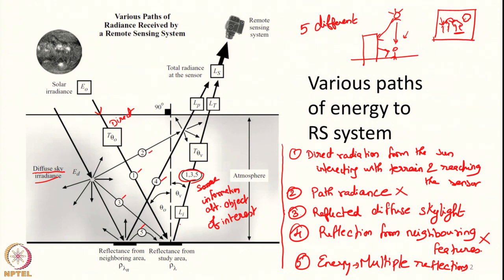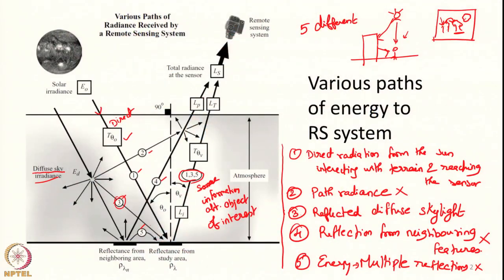Among these 5 paths, we will actually be able to calculate path 1, what is exactly coming in from the sun; we will be able to model it to some extent. Path 3, the reflected component of diffuse skylight, we will be able to model to some extent. And path 5, which is energy undergoing multiple reflections, is extremely difficult to model because we don't know how the terrain will interact or how the terrain is oriented, what fraction of light is falling from different features. That is extremely difficult to model.